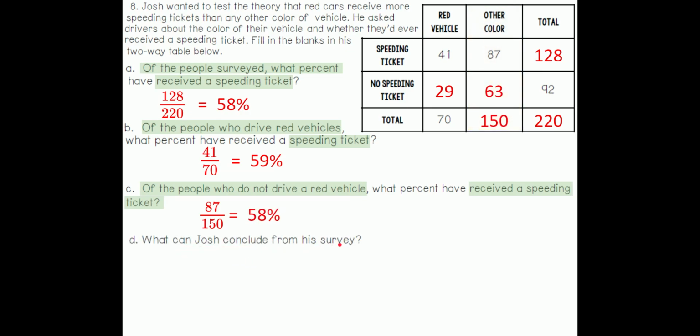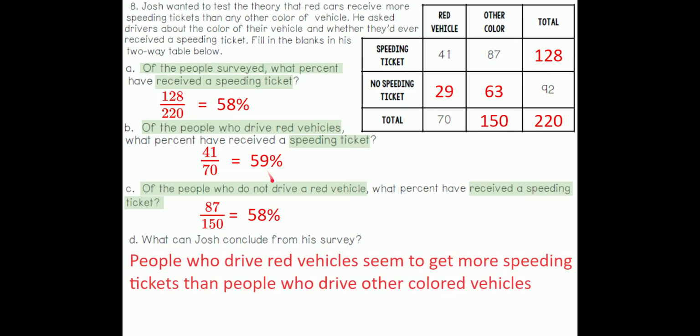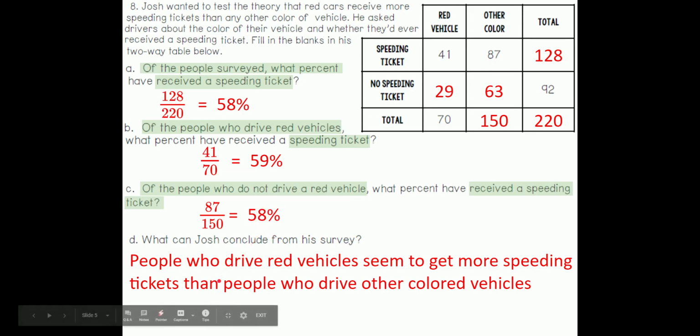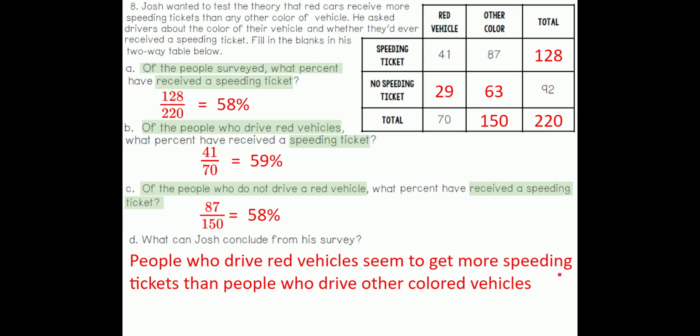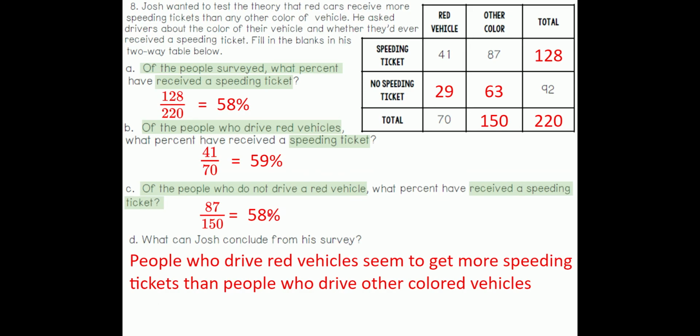What can Josh conclude from his survey? So it looks like if you drive a red vehicle, you have a 59% chance of getting a speeding ticket. If you don't drive a red vehicle, you have a 58% chance. Now, you can say that people who drive red vehicles seem to get more speeding tickets than people who drive other colored vehicles. I would say slightly more likely to get a speeding ticket. You could even say that the percentages are so close that it's practically the same. Either of those answers are probably fine. But it looks like there might be a slight chance that you're more likely to get a speeding ticket.